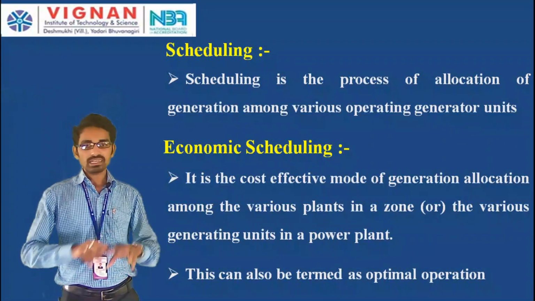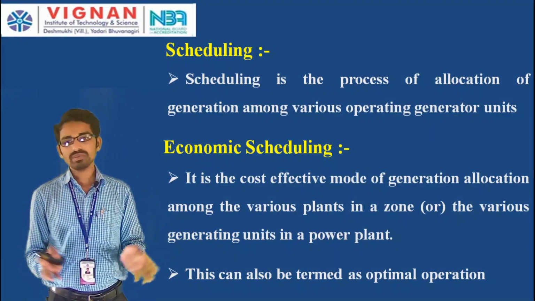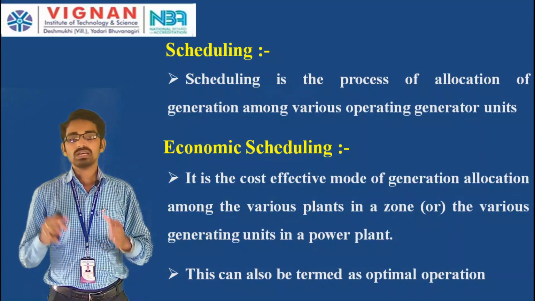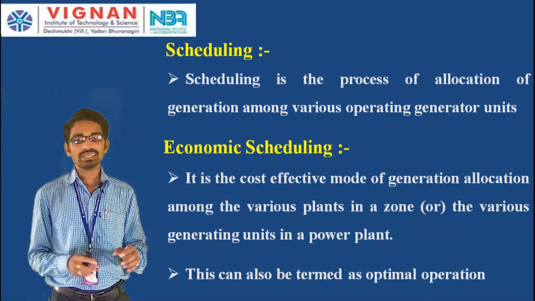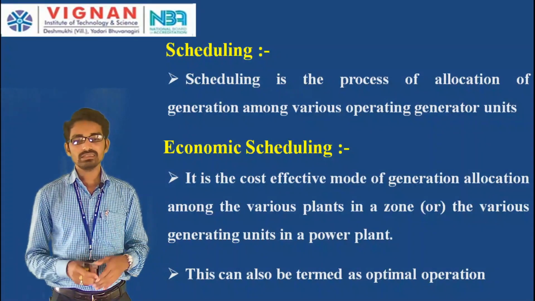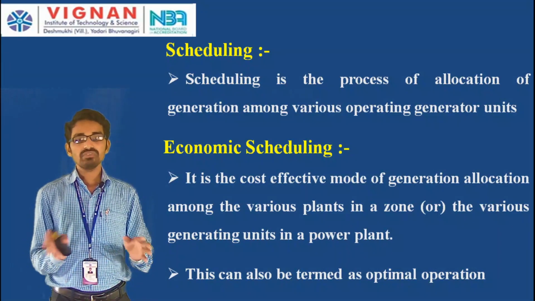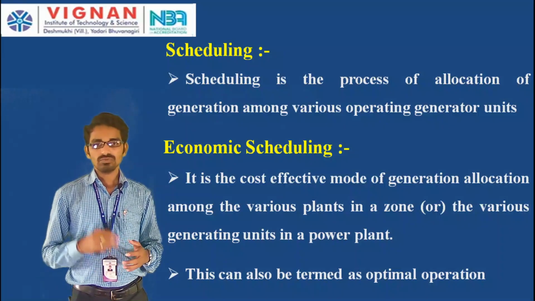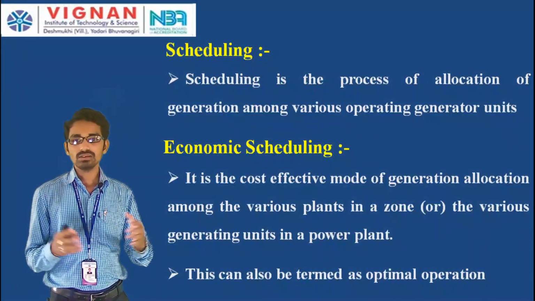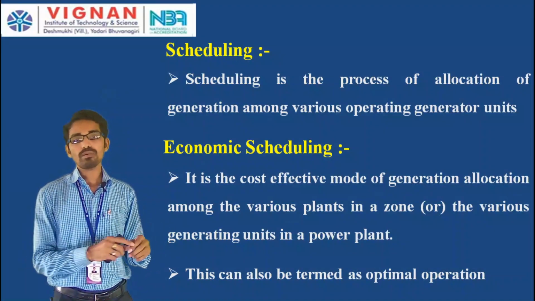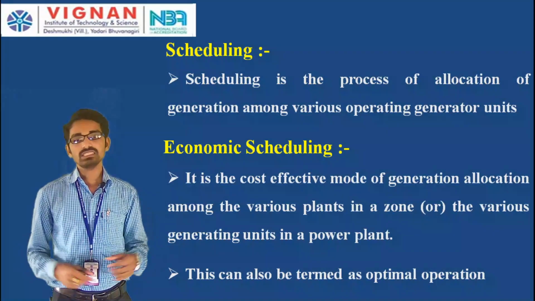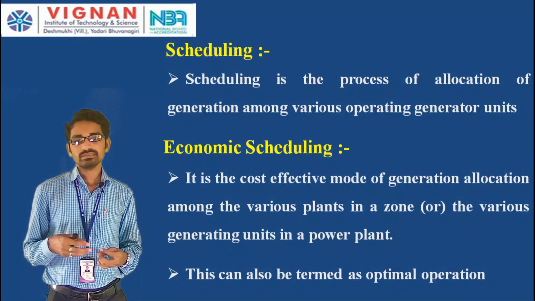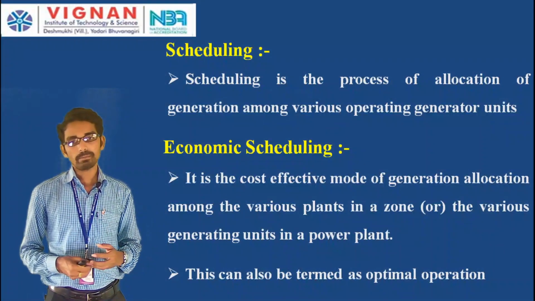Let us consider that in a particular zone you have 10,000 megawatts of load. That 10,000 megawatts of load you have to allocate among the 4 power plants in that zone. Without considering economic scheduling, we just allocate among the 4 power plants, assuming they have the same rating. Each is capable of generating a maximum of 3000 megawatts.